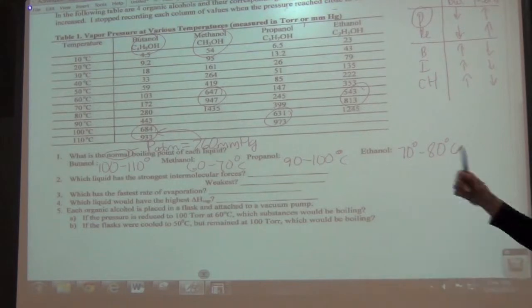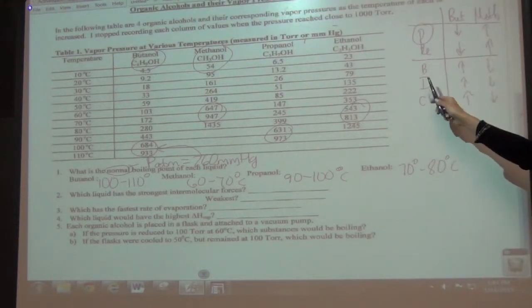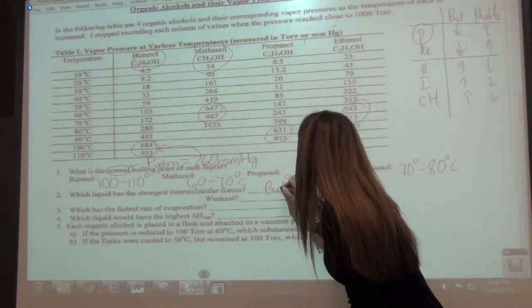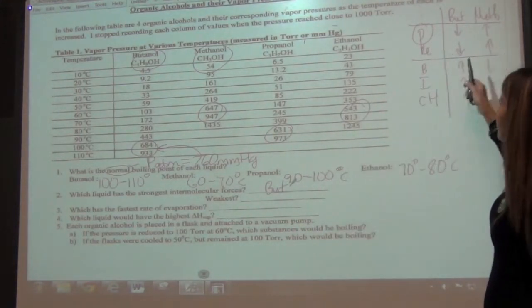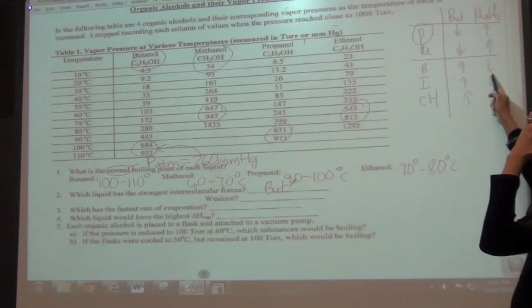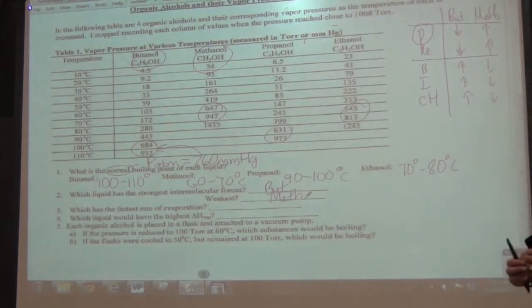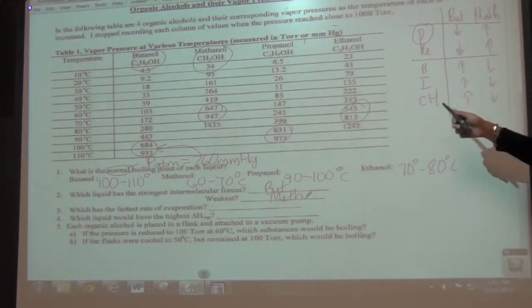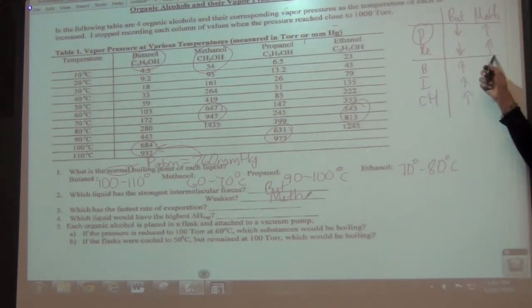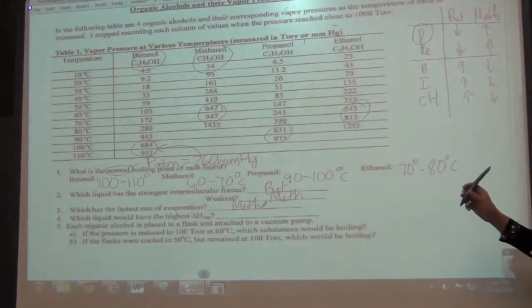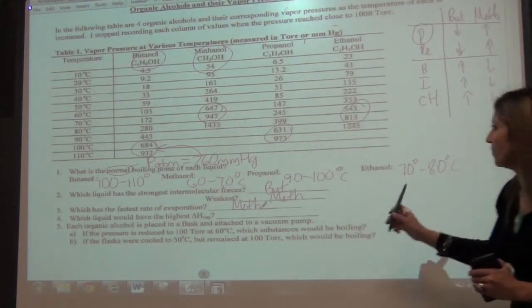Which one has the strongest IMFs? Take a look at your PrE BIcH chart. We're looking under the I. Which one's the strongest? Butanol. Which one's the weakest? We're talking about IMF, so right here, methanol. Which has the fastest rate of evaporation? So go to your rate of evaporation. Which one's fastest? Methanol. Which one has the highest delta H vap? Butanol. Very good.